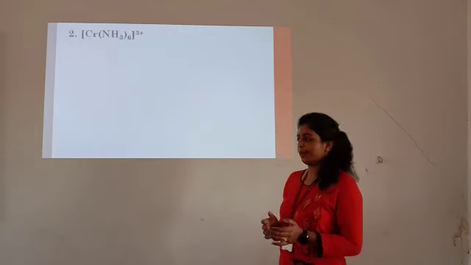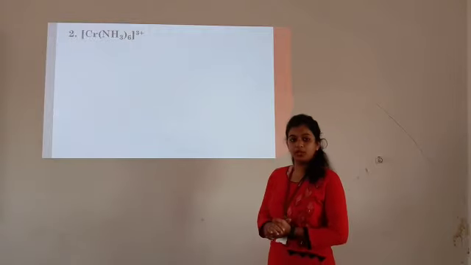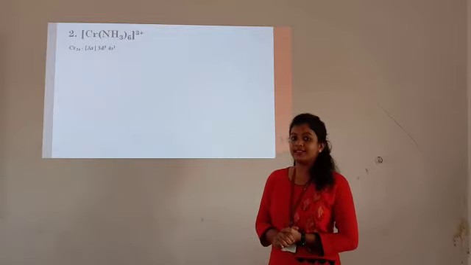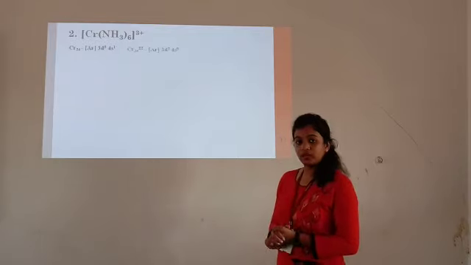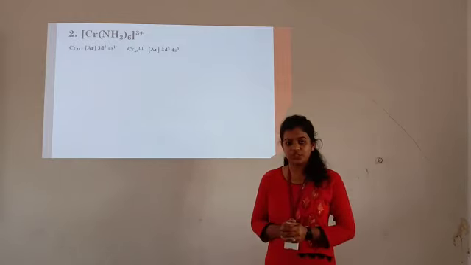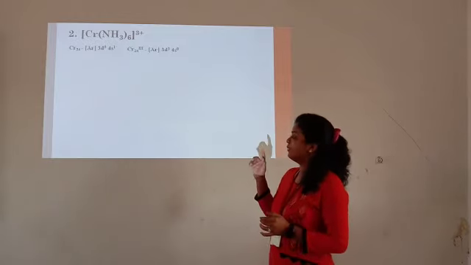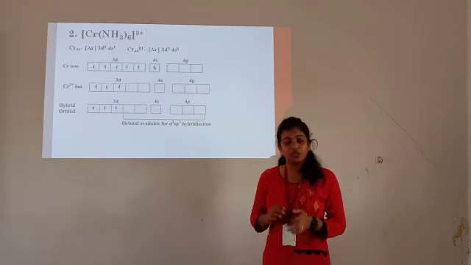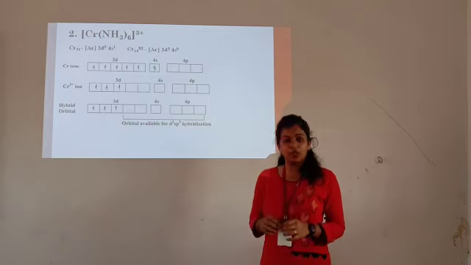Next, our second example is hexamine chromium. Here chromium is our central metal ion. So first we will write the electronic configuration of chromium, that is Ar 3d5 4s1. Now we will write the electronic configuration of chromium with a +3 oxidation state, that is Ar 3d3 4s0. Here the 3p orbital is completely filled, so it does not take part in the chemical bonding, so they are called non-bonding orbitals.